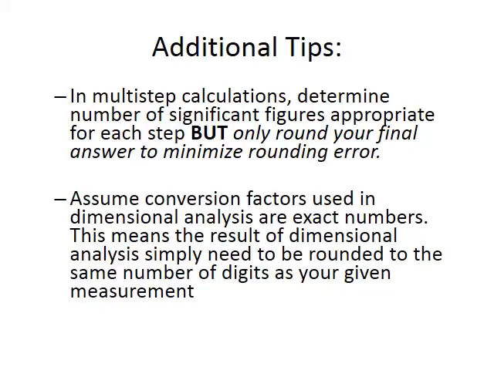Second, assume that conversion factors that you use in dimensional analysis calculations are exact numbers. So this means that when you do a unit conversion, you don't have to count the significant figures for those conversion factors, those equivalent statements. The only ones that you need to count significant figures for are the actual measurements. So look at your starting measurement, count the number of significant digits there, and round your final answer to the same number of significant digits as in that first starting measurement.